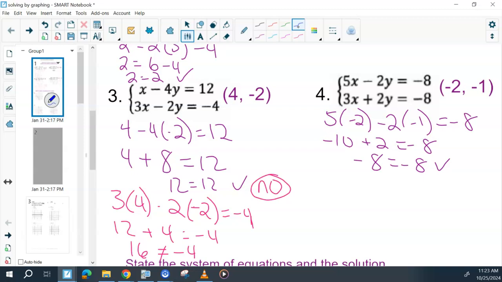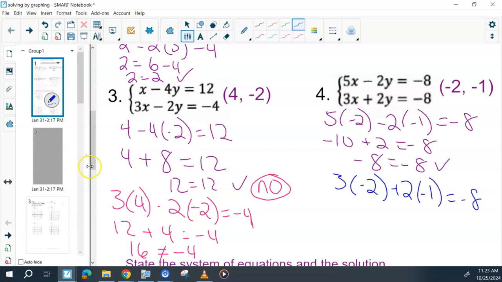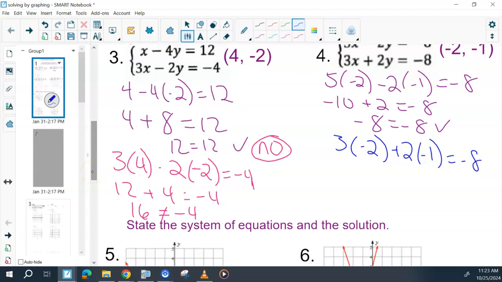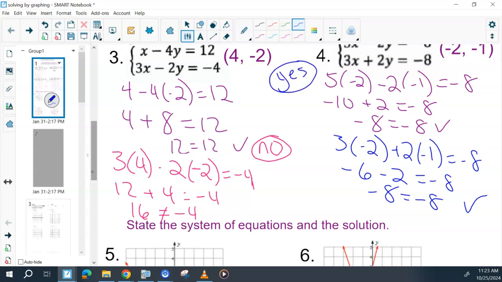And then if we do the second one, 3 times -2 plus 2 times -1 equals -8. This would be a -6. This would be a -2. And this does equal -8. So this should have worked. This was a solution. Number 2 was not.